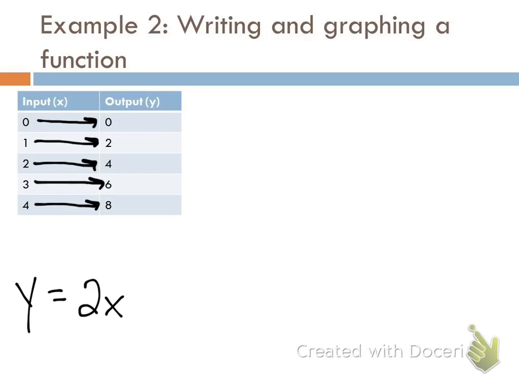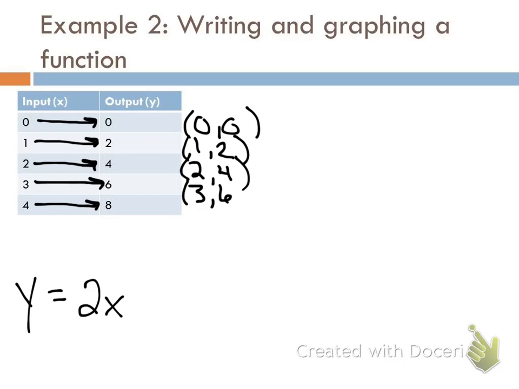All right, so let me just erase this big circle around it. What's the ordered pair for x and y on the first one? 0, 0, right? What's the ordered pair for the second one? 1, 2. What about the third one? 2, 4. What about the next one?